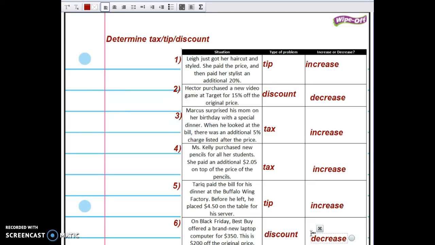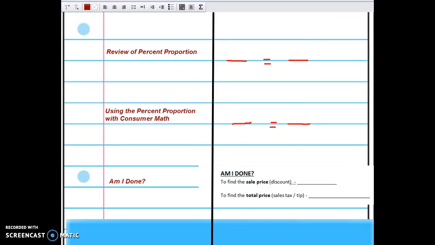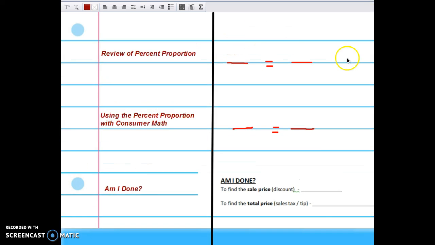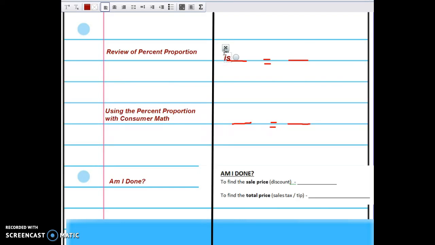Now let's talk about how you would set these problems up and solve them. So just a quick review of percent proportion. That's when you have your is, which is the part, over the of, which is the whole, and that's equal to some percent, and we know percent means out of 100. So we're going to be using that same setup to calculate the sales tax, tip, discount.